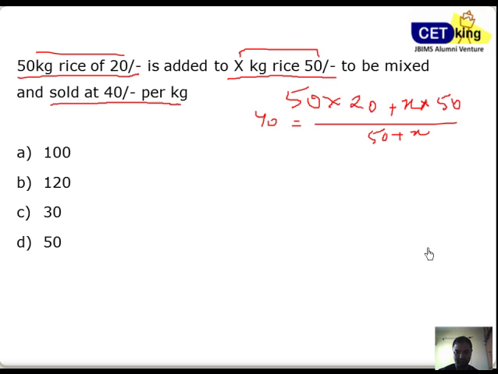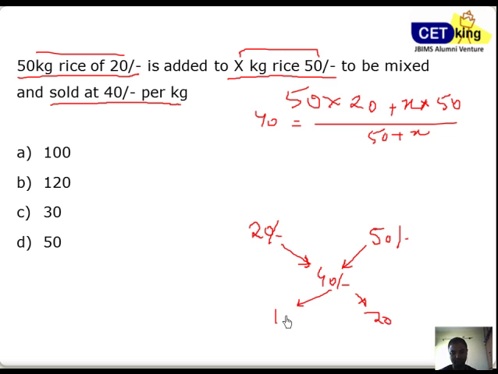To save time, there's a shortcut for this. I write 20 rupees rice here is added to 50 rupees rice to get 40 rupees rice. Look at it, I'm giving you a shortcut. What is this minus this? 10. This minus this? 20. So the ratio is 1:2.